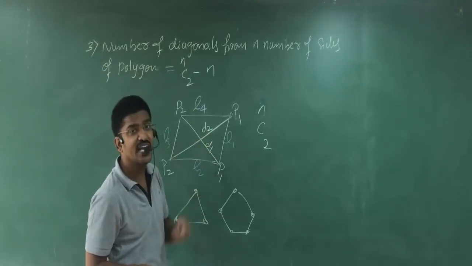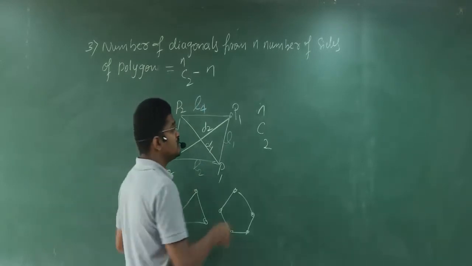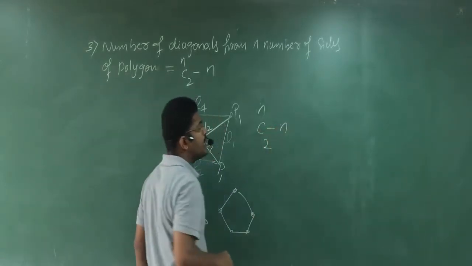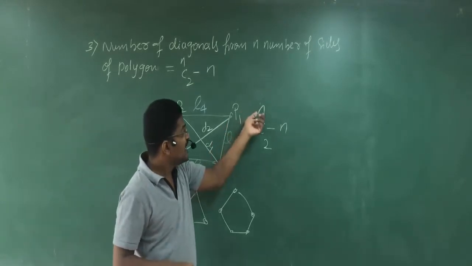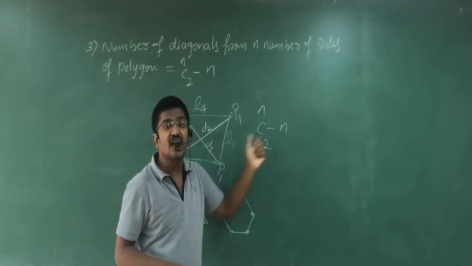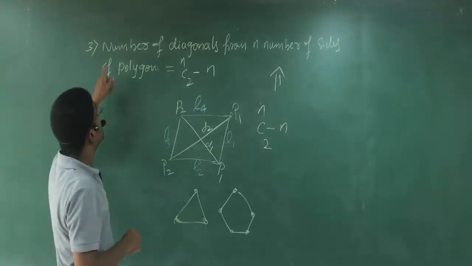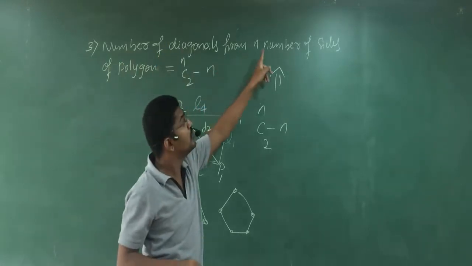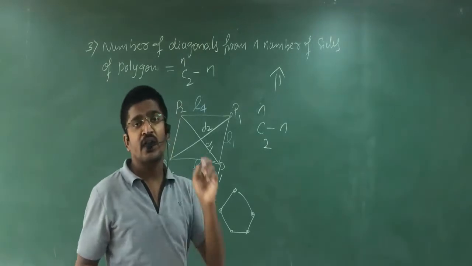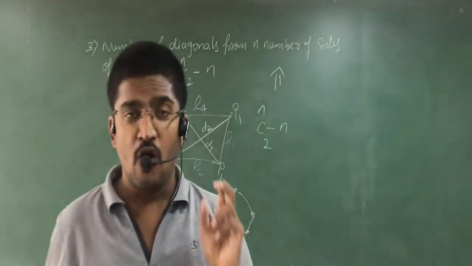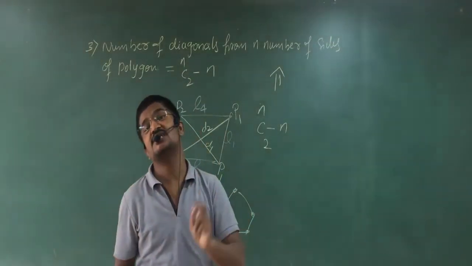D1 and D2 are the only diagonals. Clear? So I have to cancel these 4 lines. That's why I minus n. So NC2 minus n will give you the number of diagonals from n number of sides of a polygon. Please remember, in any polygon, that many number of points, that many number of lines are present, that many number of sides are present.